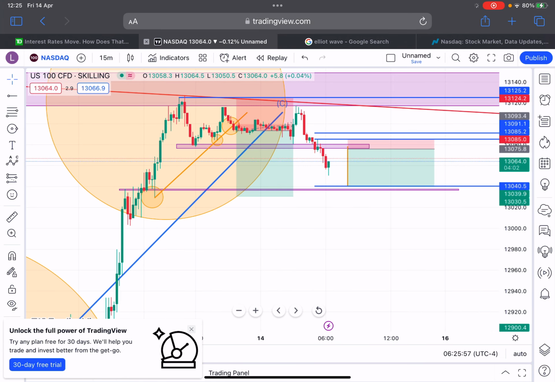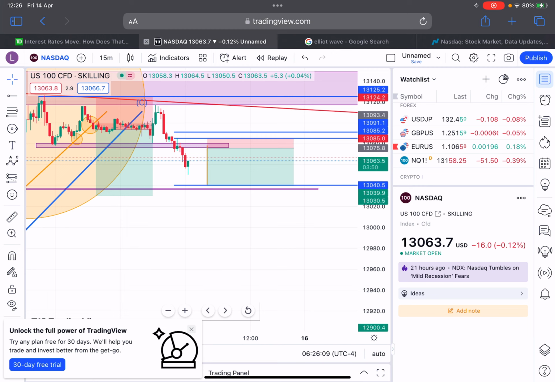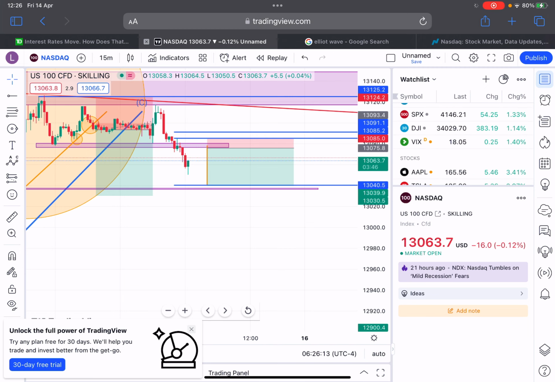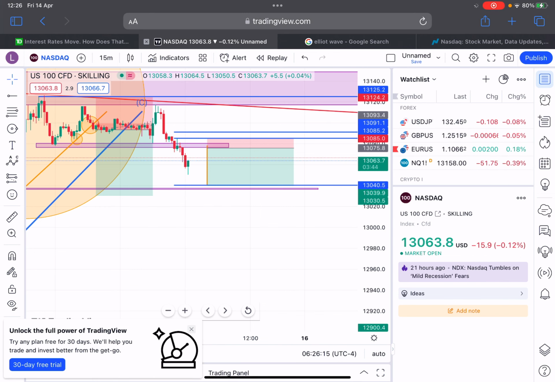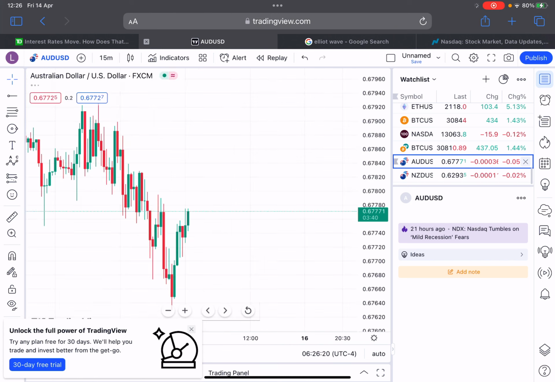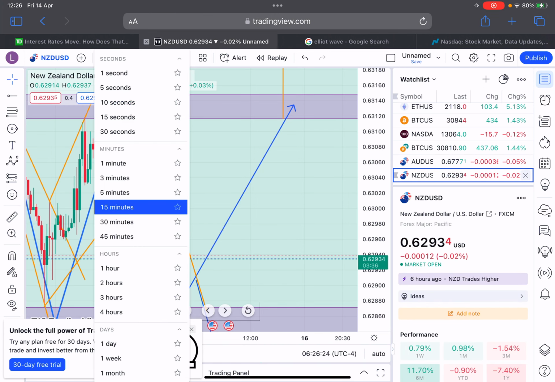For now, I'll be entering this Nasdaq trade that I see on this setup. So we have done USD JPY. We have done AUD USD and NZD USD. These are our setups.